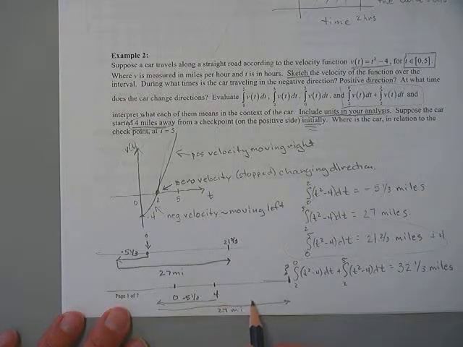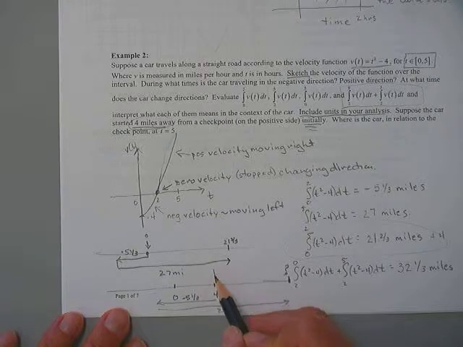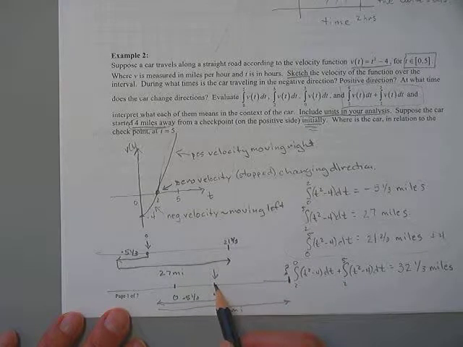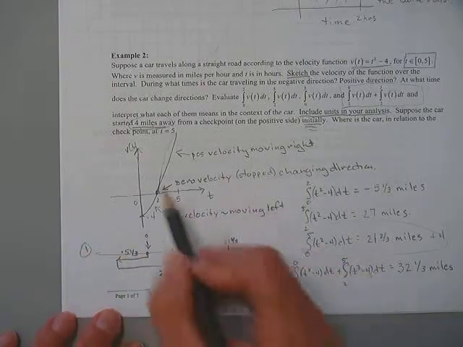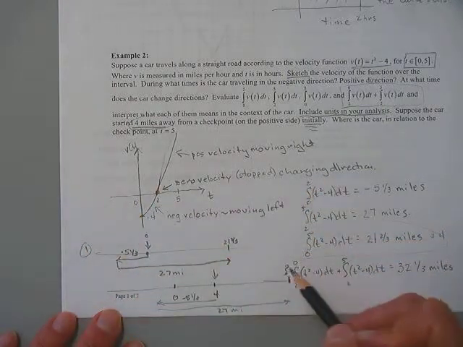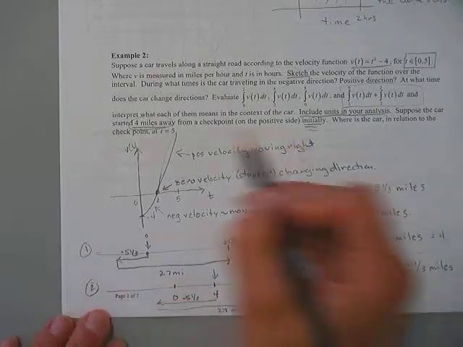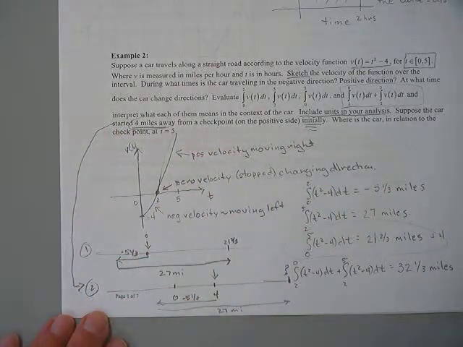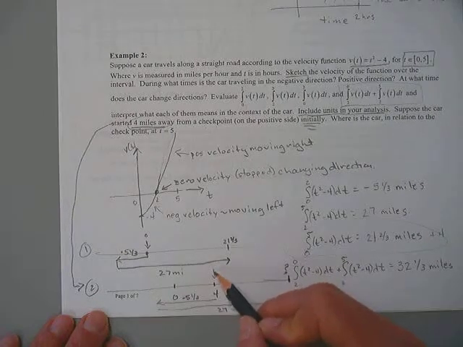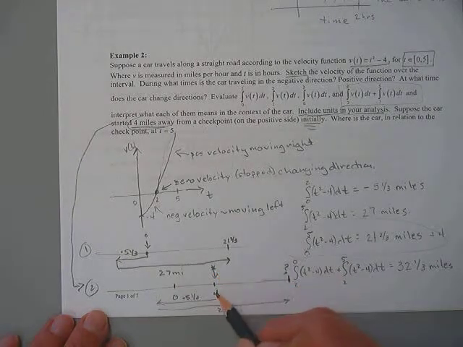My little diagram picture. Wait, I thought the car started at 4 miles away from the checkpoint, not on the checkpoint. No, it starts right here. This is the first situation. This is number 1. This is this stuff right here. This is right here where it started 4 miles away. That's the second situation, where it's starting right here. This is where it's starting at 4 miles.